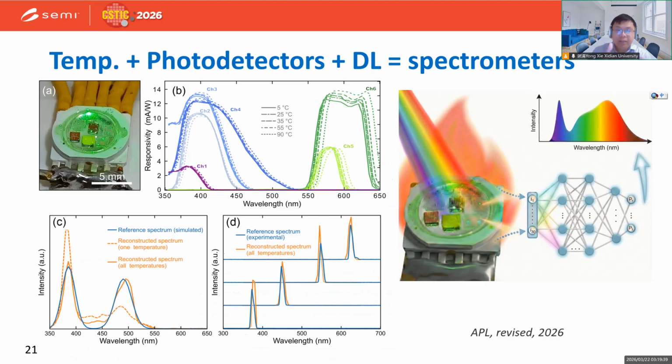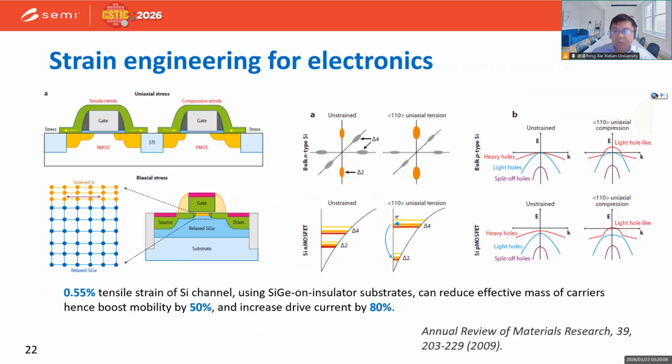Here, the example is we combine the commercial photodetector or the LED arrays with different temperature sweeping and also the deep learning, and we can have reasonably low cost and high accuracy spectrometers. So this idea can be extended to different kinds of domains like 2D material, which I will show later.